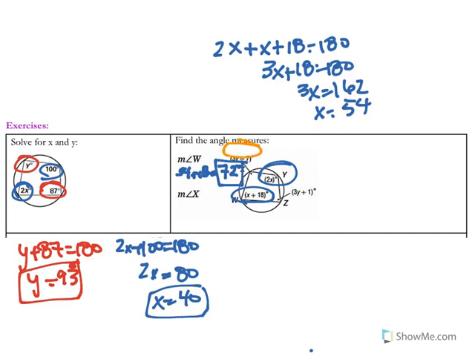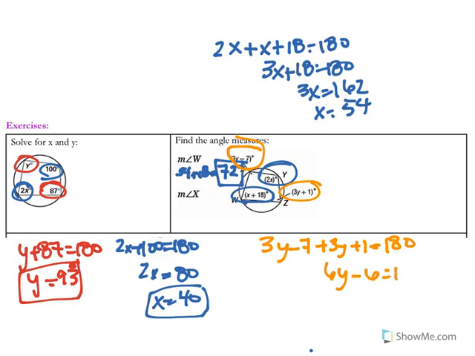Okay, and then we have to do the other one. 3y minus 7. Oh, that was a terrible circle. 3y minus 7, 3y plus 1. Those guys are also supplementary. 3y minus 7 plus 3y plus 1 equals 180. 6y minus 6 equals 180. 6y equals 186. Y equals, this is the 31 I was talking about.